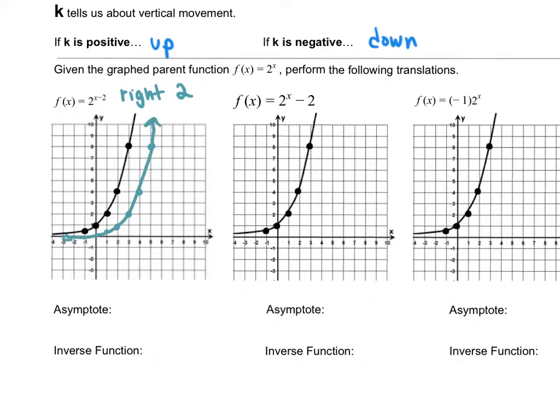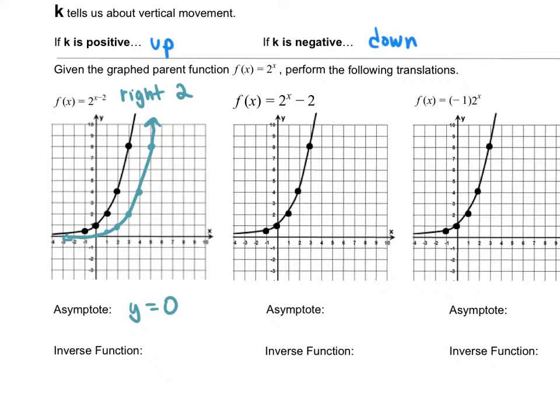Now, of course, I would encourage you to graph both the original 2 to the x and 2 to the x minus 2 on Desmos, and you can see how it does this right movement. Now, the asymptote doesn't change. It's still y equals 0, because it just moves it to the right. Where it approaches is still going to be the same.